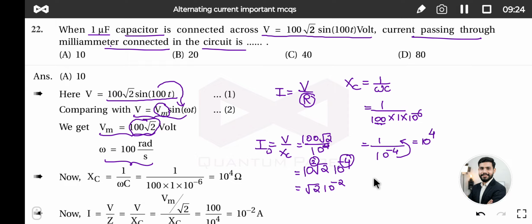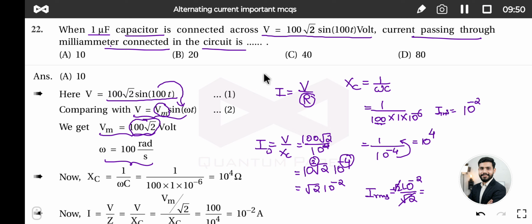We have to find the RMS value of the current, which the actual meter can read. So we have to divide by root 2. So 10 raised to minus 2 upon root 2. Here also root 2 is there, so root 2 and root 2 will get cancelled. So the RMS value of the current is 10 raised to minus 2.